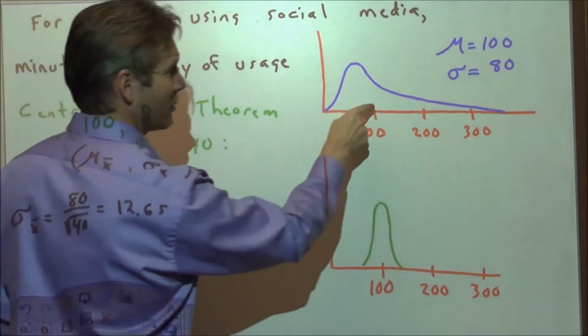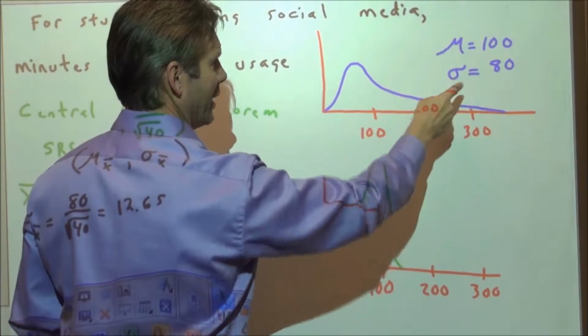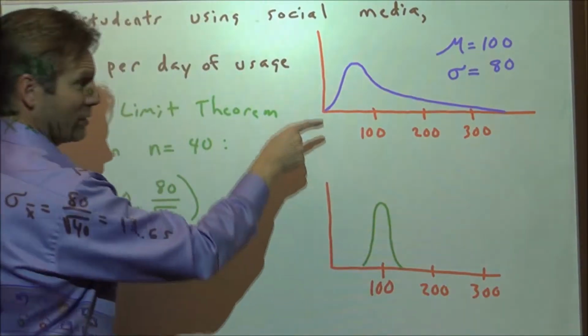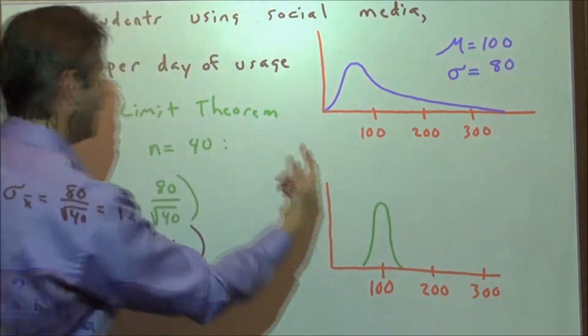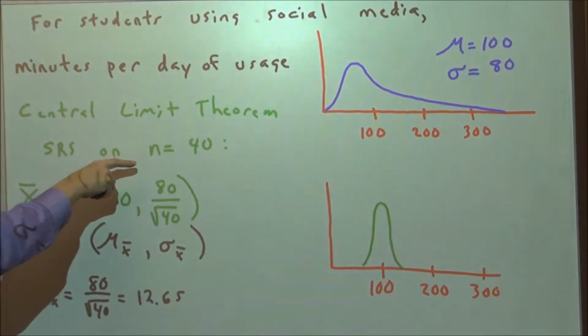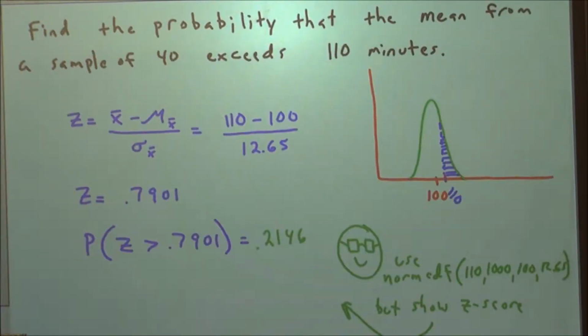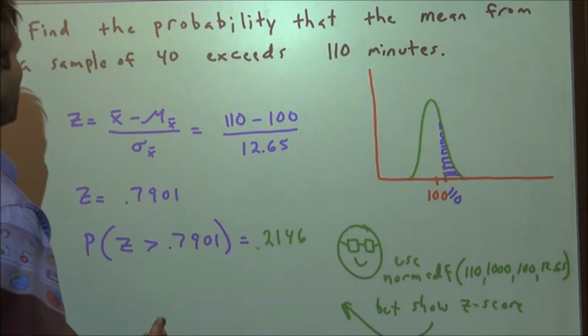Suppose the distribution is skewed right with that mean and that standard deviation. Well, we know that our sample means will be normally distributed despite the fact that that's skewed right, as long as we take a sufficiently large sample, usually at least 30. So our sample means will be distributed approximately normally with the mean of the population and the standard deviation found like so.